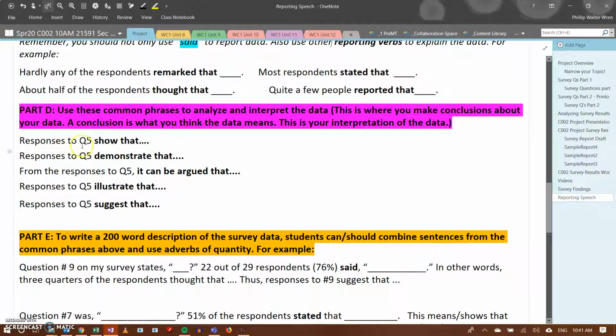So, responses to question 5 show that, or responses to question 5 demonstrate that. From the responses to question 5, it can be argued that. Responses to question 5 illustrate that. Responses to question 5 suggest that. Let's look at an example of what I mean, the rest of the sentence.